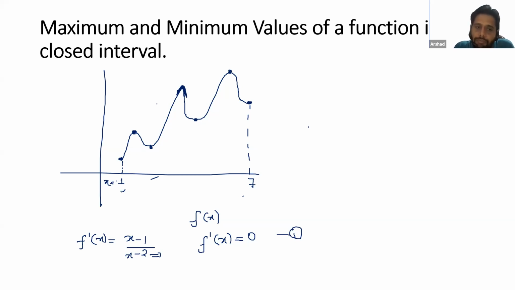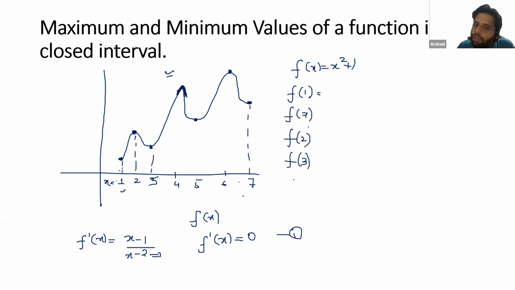Okay, again, go back to this graph. What we need: the endpoints, which will be given in the question, and the critical points. You know how to find these. Once you get all these points, then put the values. For example, if you have the function x squared plus 1 with these endpoints, and I say these are your critical points, 2, 3, 4, 5 and 6, you need to put the endpoints in the function and the critical points in the function. Then whatever values of the function you get, from those you need to decide the maximum and the minimum value of the function.